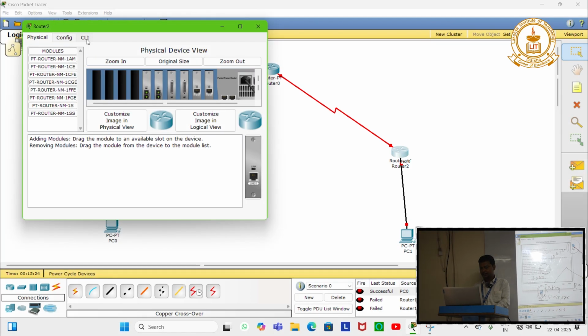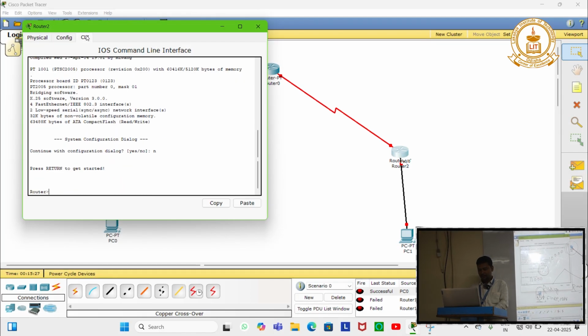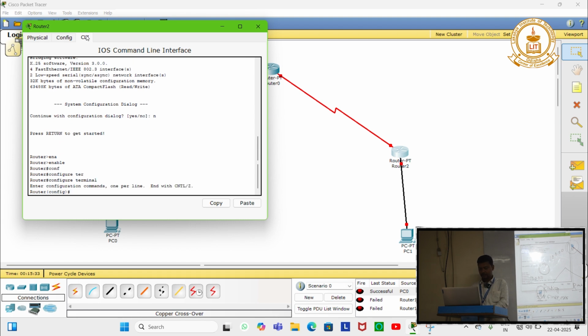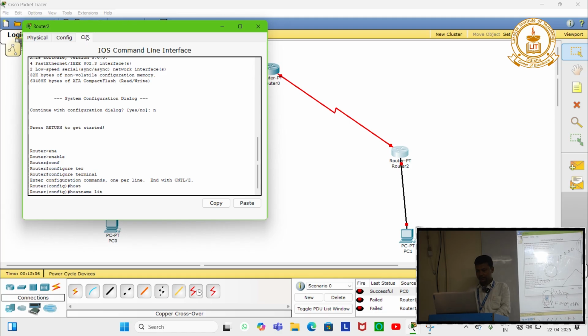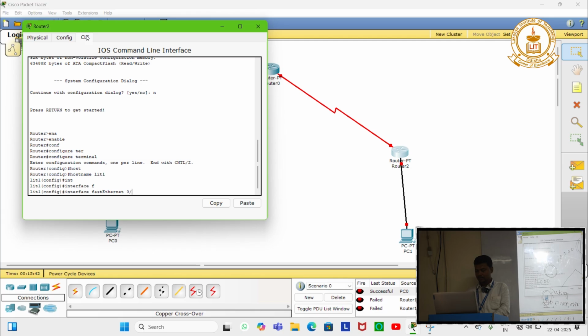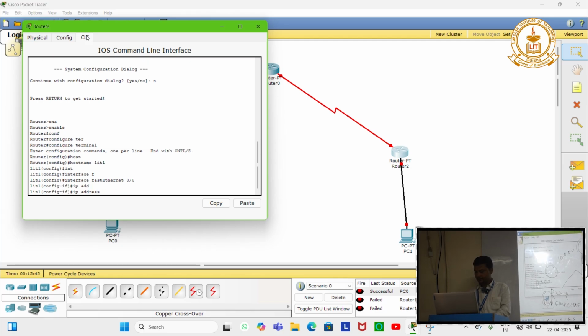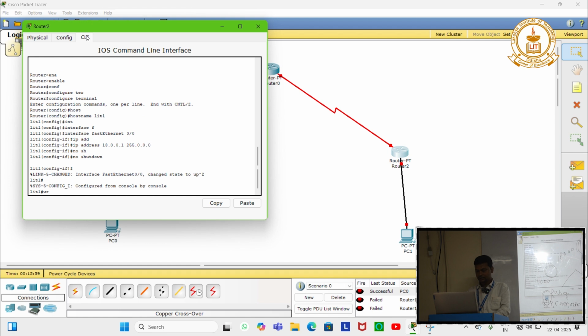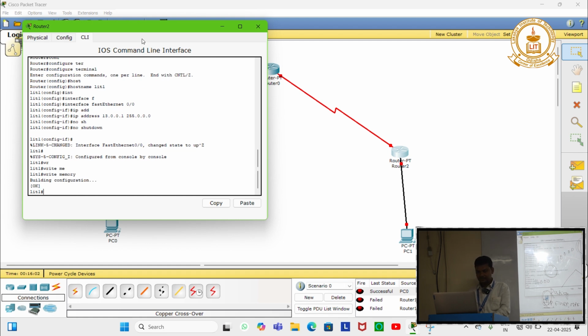In the command line interface: enable, configure terminal, hostname LIT1, interface FastEthernet 0/0, ip address 13.0.0.1 subnet mask 255.0.0.0, then no shutdown, Control Z, write memory to save.